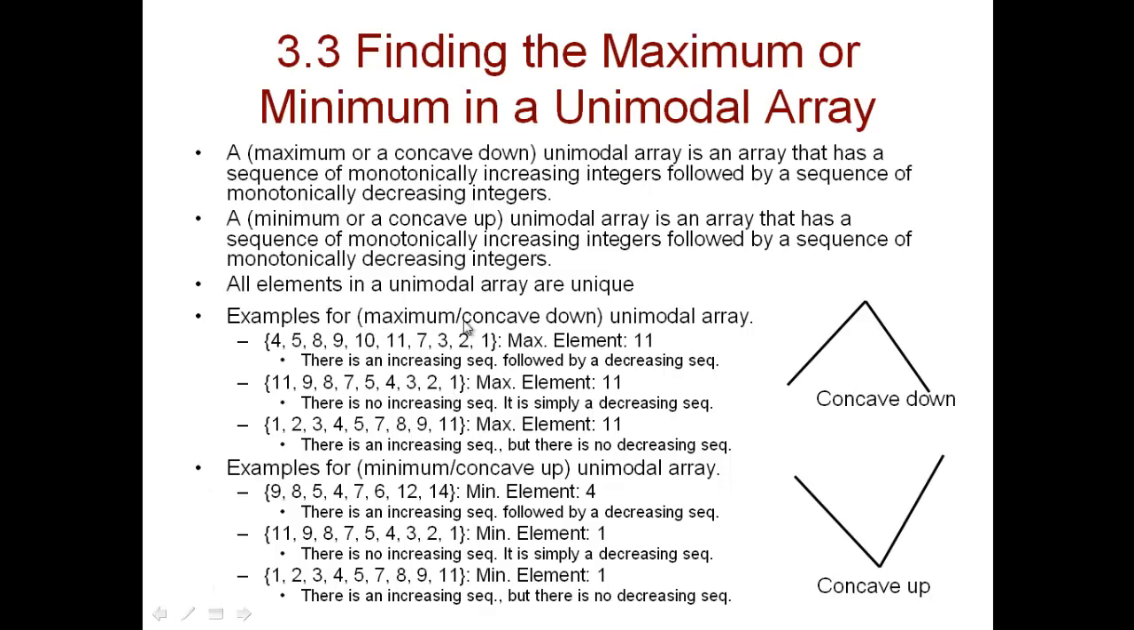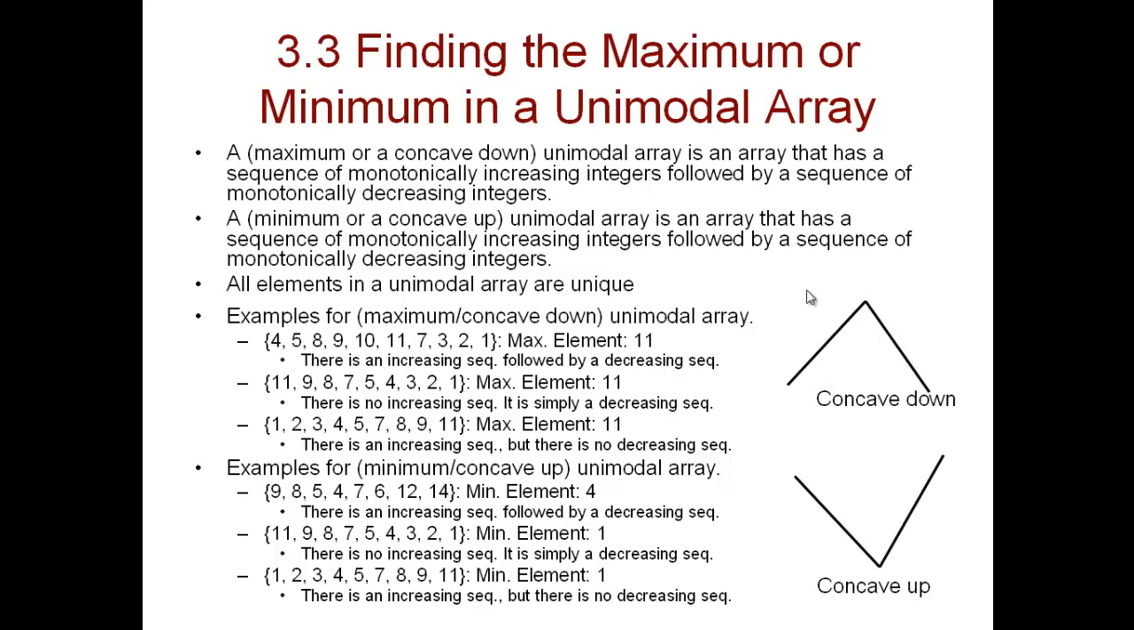A unimodal array is one where the array values either increase and then decrease, or decrease and then increase. So if the array values increase like this: 4, 5, 8, 9, 10, 11, and then start decreasing: 7, 3, 2, 1. So it's like this 4, 5, 8, 9, 10, 11, and then 7, 3, 2, 1. It's called a concave down unimodal array.